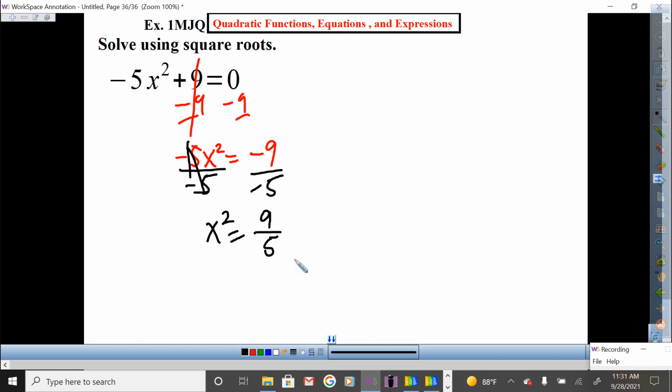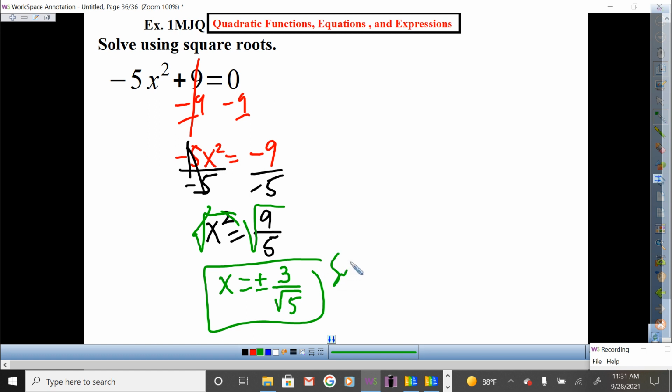Next step, Lewis. Square root, this cancels that, x equals. Question, can we take the square root of 9? Yes, plus minus what? 3. Can we take the square root of 5? No, so we just leave it as square root of 5. These are my solutions, zeros, roots, x-intercepts. All right, so up to right there.